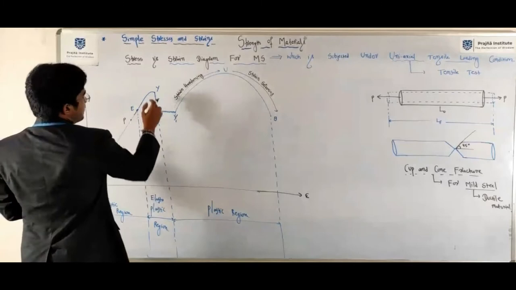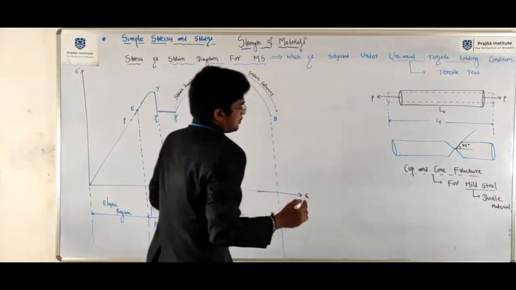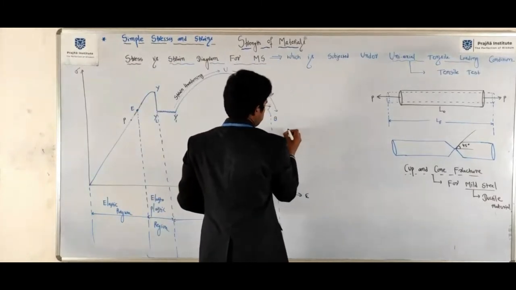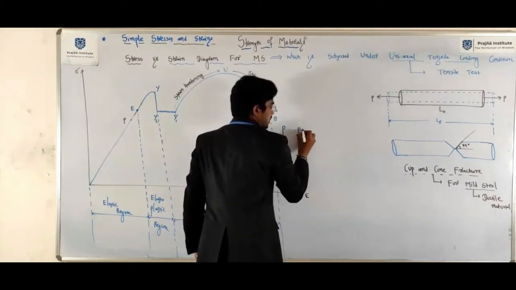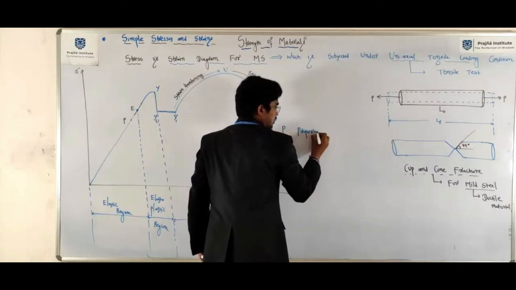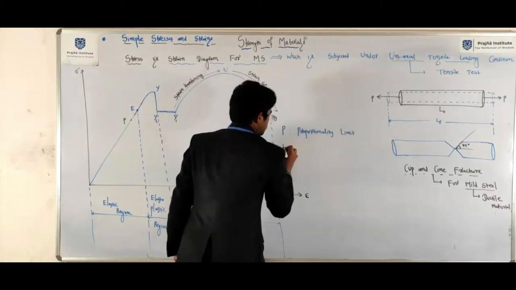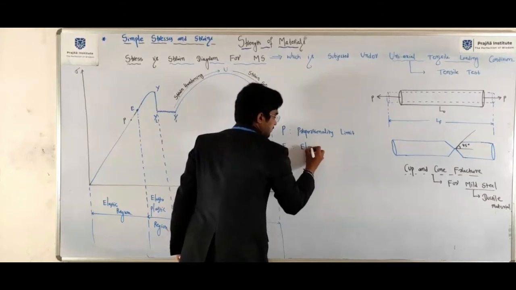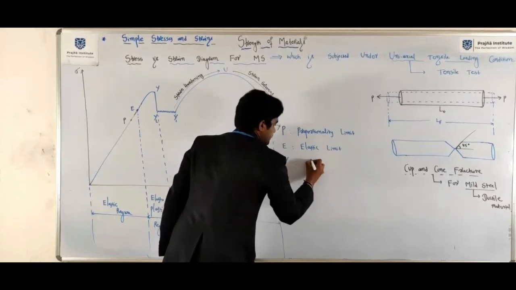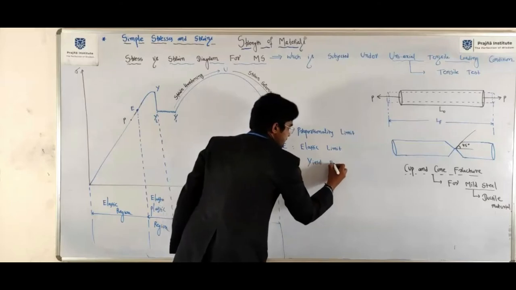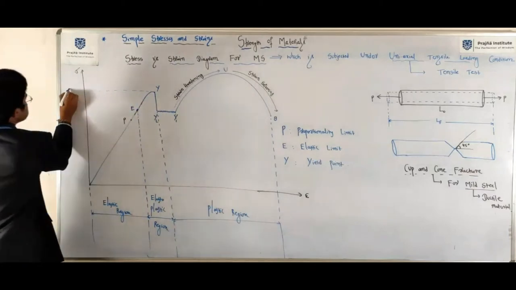Now, this is the upper yield point, lower yield point. So here, what is meant by P? Proportionality limit. E for elastic limit. Y for yield point. At the yield point, the corresponding stress will be the yield strength.